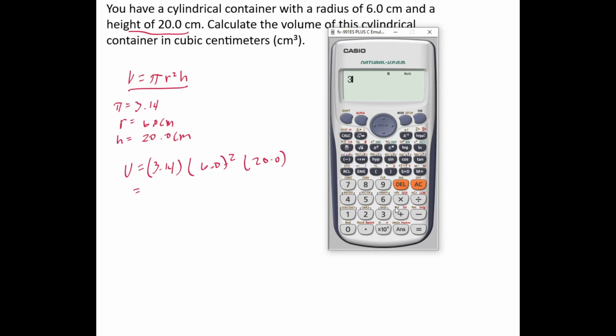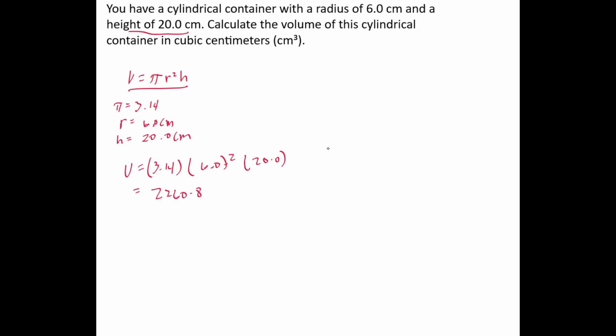So 3.14 multiplied by 36 multiplied by 20, and that will give us 2260.8 cubic centimeters. Okay, so this is the volume in this problem.